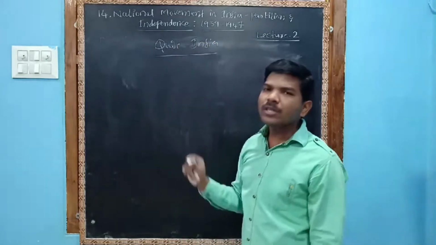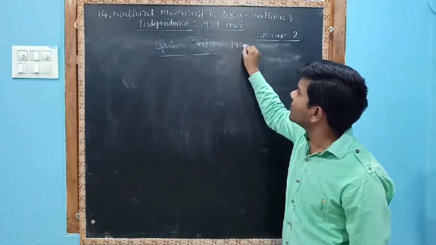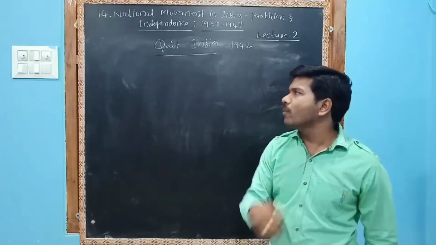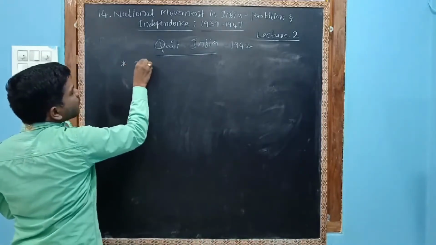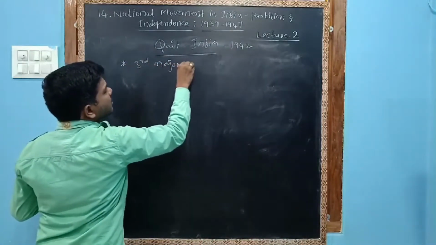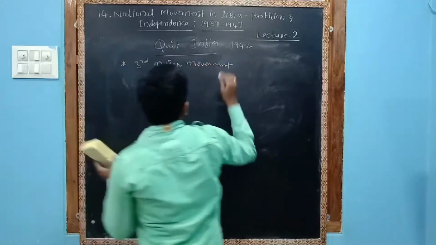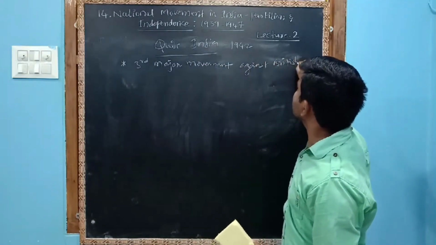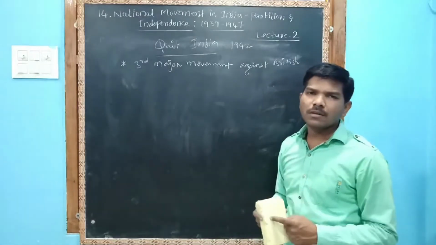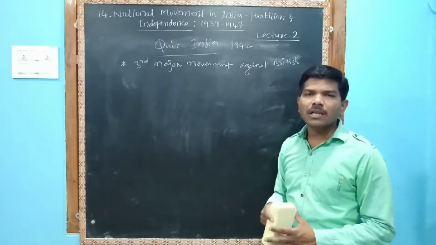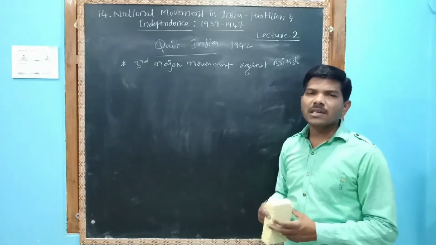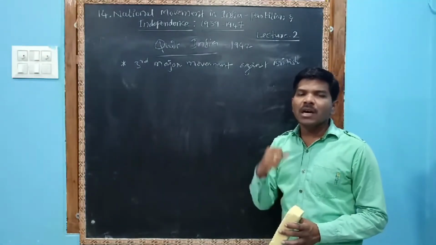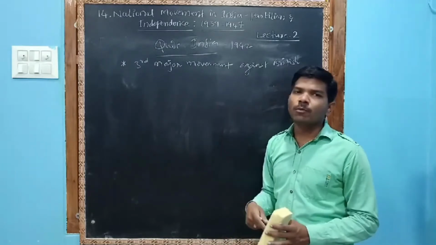The Quit India movement was started in 1942. It was the third major movement against the Britishers. What are the other two? The first one, as you know, is the non-cooperation movement. The second is the Dandi March or Salt Satyagraha. And the third one is the Quit India movement, given by Gandhiji.